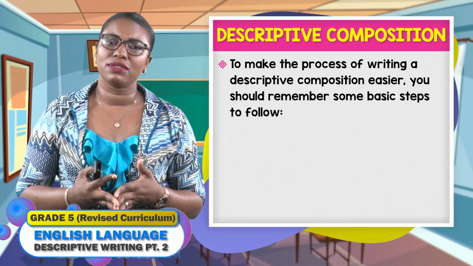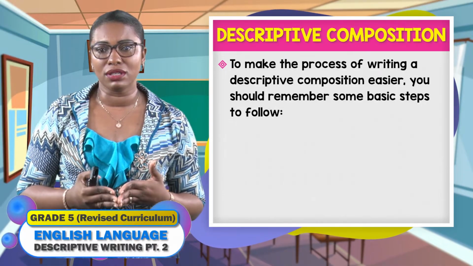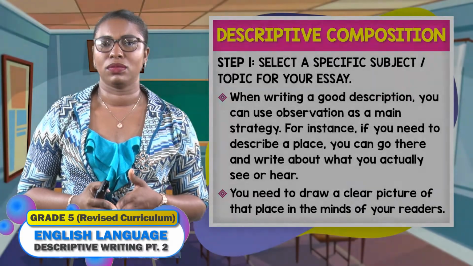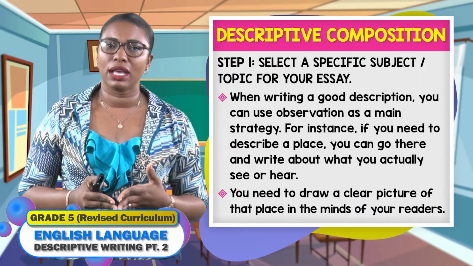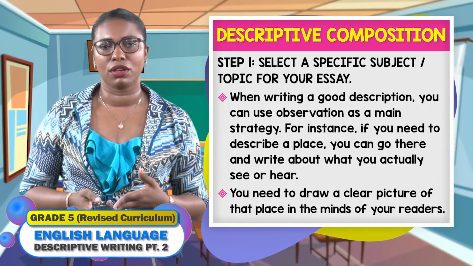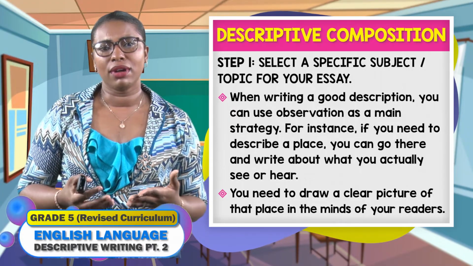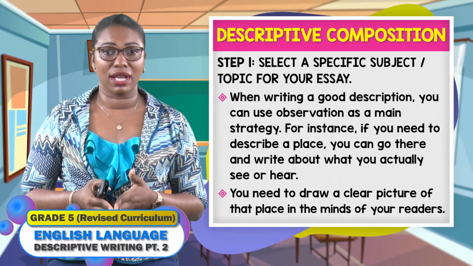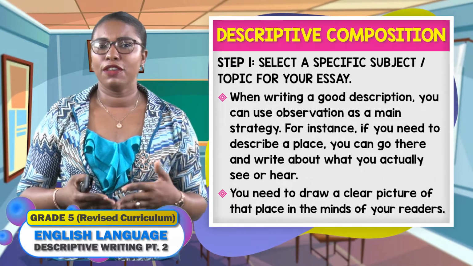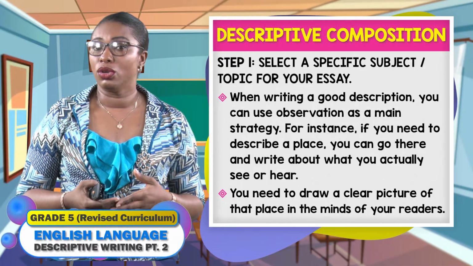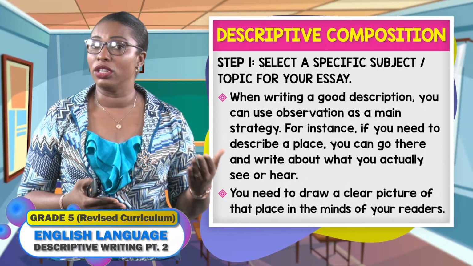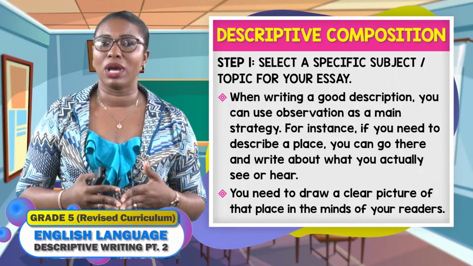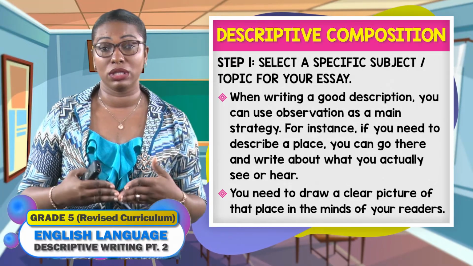Now, to make the process of writing a descriptive composition easier, you should remember the basic steps to follow. Step 1, you select a specific topic or subject for your writing. When writing a good description, you can use observation as a main strategy. For instance, if you need to describe a place, you can try to remember when you were at this place, or you can go there and write about what you actually see or what you actually hear.